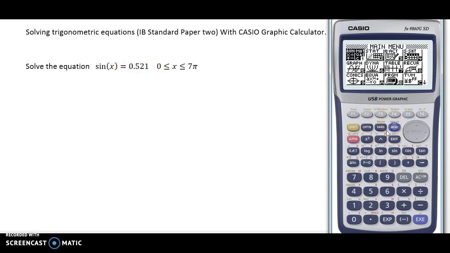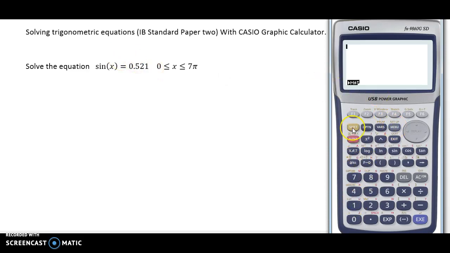One can be, for example, in the first menu. As this is a trigonometric equation, you can put the inverse of the sine, like sine to the -1, shift sine, and then the value that you are asked, 0.521, and that can give you one answer, 0.548. Remember that value.